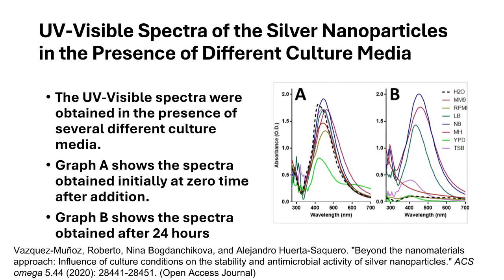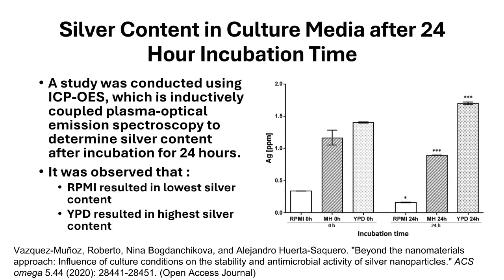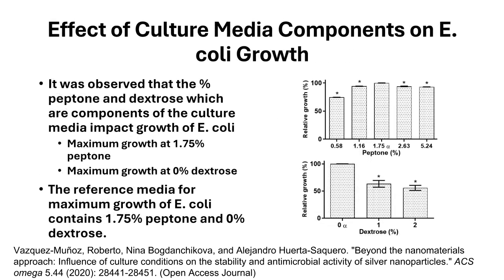The silver content in the presence of the 3 different culture media at 0 hour and 24 hour incubation was investigated. It was observed that the RPMI culture media resulted in the lowest silver content after 24 hours. It was observed that in the case of YPD culture media that the silver content increased after 24-hour incubation time. This suggests that silver ions are more readily released in RPMI and MH culture medias compared to the YPD culture media.